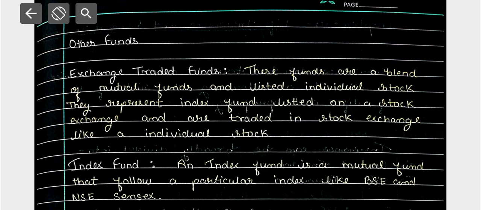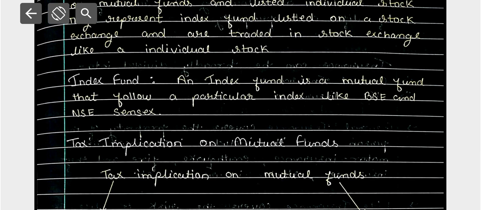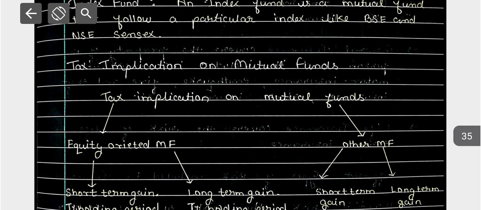अदर फंड में आपका आता है एक्सचेंज ट्रेडेड फंड. These funds are being blended. The mutual funds are listed as individual stocks, and they represent the index fund listed on a stock exchange and are traded on a stock exchange like individual stock. Index fund क्या होता है? The index fund is the mutual fund that tracks a particular index like the Bombay Stock Exchange and National Stock Exchange Sensex.